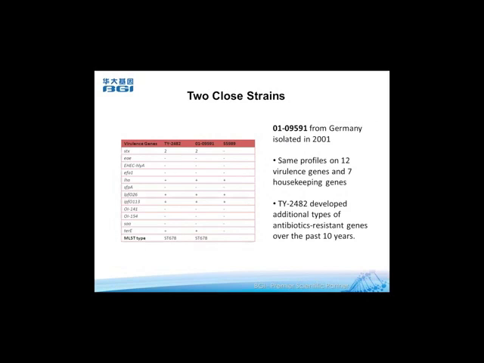So the availability of the genome sequence enables us to trace the history of the bacteria. The latest analysis indicates that the current outbreak strain has the same profile as this 01095991 strain, which was originally isolated in Germany in 2001. And it's the same in all 12 virulence genes and 7 housekeeping genes listed here. However, at some point over the last 10 years, the new outbreak strain seems to have developed the ability to resist many additional types of antibiotics.